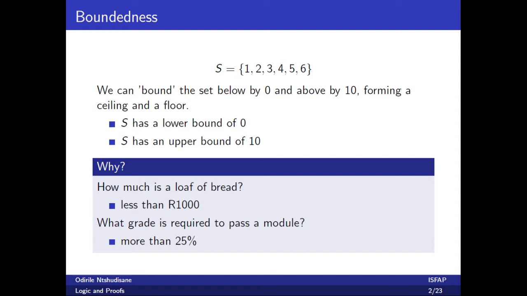Why are lower bounds and upper bounds important? Consider the question, how much is a loaf of bread? And the answer, less than 1,000 rand. Or the question, what grade is required to pass a module? With the answer, more than 25%. 1,000 rand provides an upper bound to the price of a loaf of bread, whilst 25 provides a lower bound to the passing grade of some module. Pretty useful information.